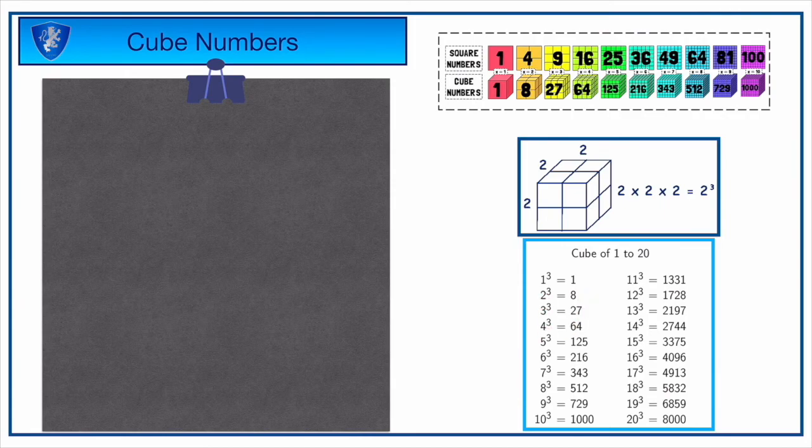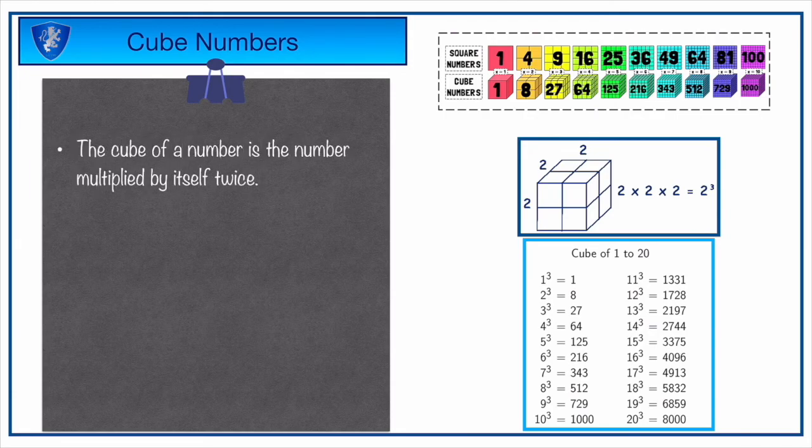For comparison here now, I've put the square numbers at the top. So you see all the square numbers at the top here, 1, 4, 9, 16, and at the bottom you have the cube numbers. The square of 1, the square of 2, which is 4, the square of 3, and the cube of 1, the cube of 2, and the cube of 3. So the square numbers are at the top and the cube numbers at the bottom. Now let's recap all this that we have learned. The cube of a number is a number multiplied by itself twice.